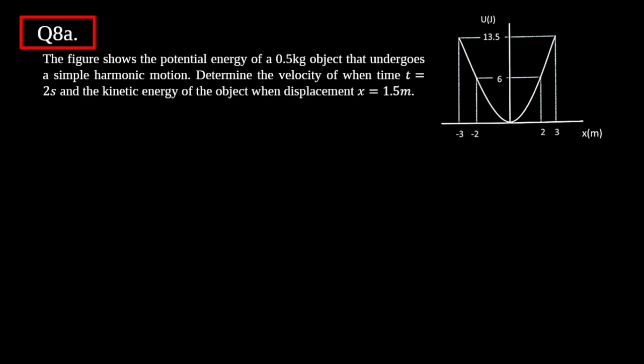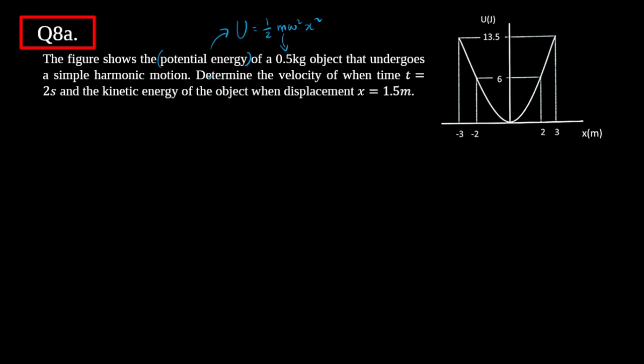8A, we have a question on simple harmonic motion. The question says the figure shows a potential energy of a 0.5 kilogram object that undergoes a simple harmonic motion. Right off the bat, the question is talking about potential energy, and potential energy for SHM, or simple harmonic motion, is going to be U equals to half m omega square x square, and then of course the m is going to come from here.